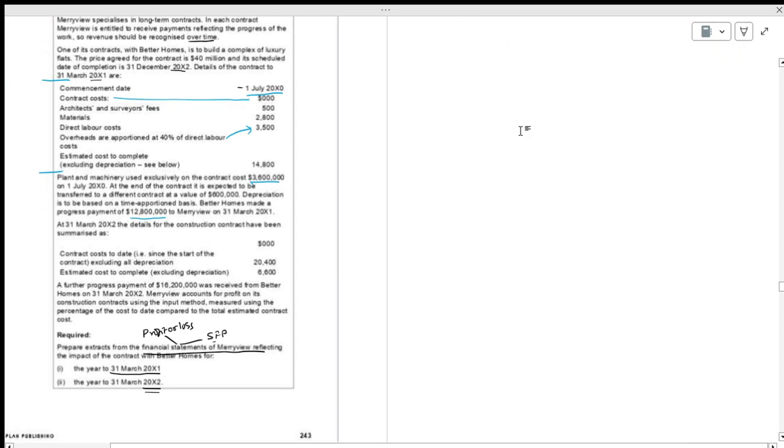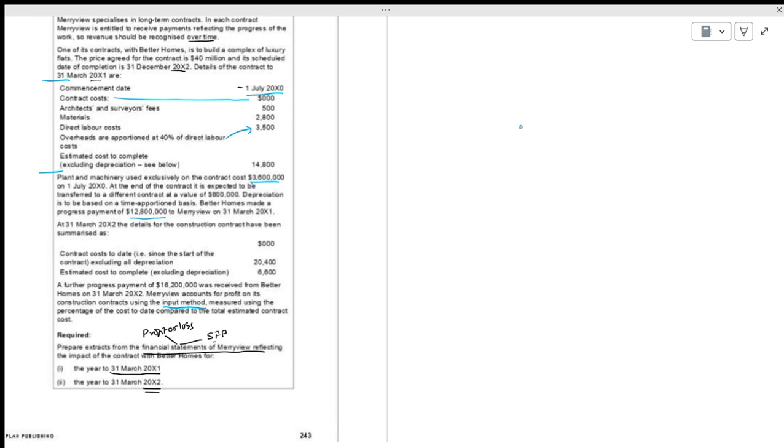At 31st March, the details of the construction contract have been summarized. Cost to date since the start of the contract, excluding depreciation, is this much. Estimated cost to complete, excluding depreciation, is this much. A further payment was received 31st March. They may review accounts for profit on the construction contract on the basis of the input method, measured using the percentage.